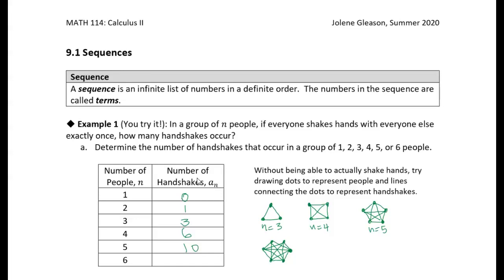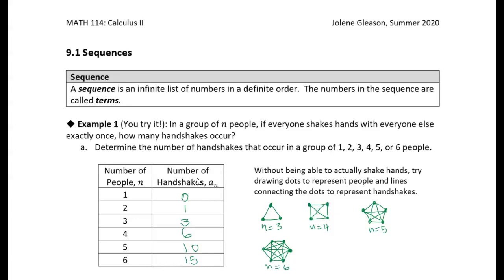13, 14. And then finally we move to the last dot here. He only has 1 more hand to shake. All right, so that's a total of 15 handshakes for n equals 6.